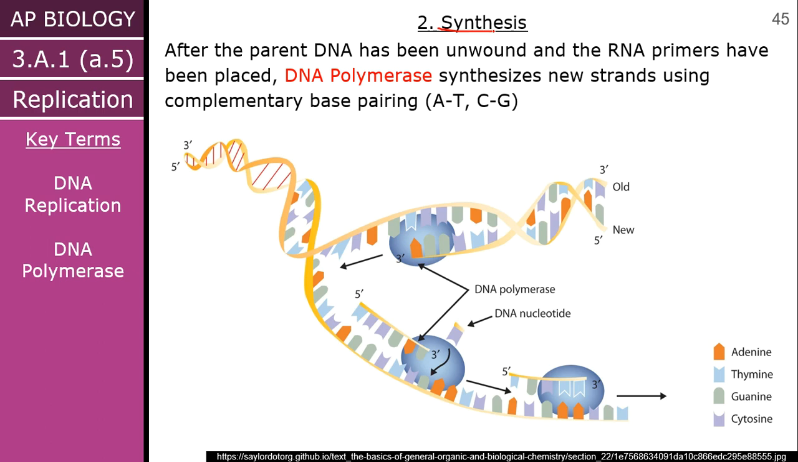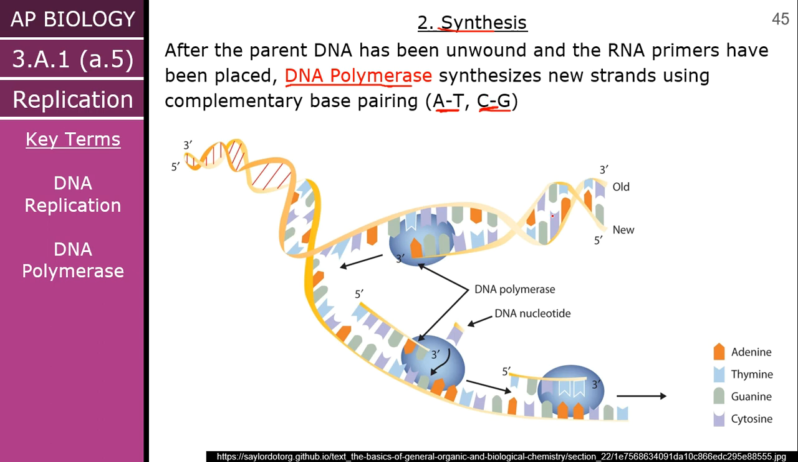Synthesis is when you make something, right? So DNA is going to be made. And you guessed it, the enzyme that is responsible for making DNA is DNA polymerase. It's going to make a whole new strand of DNA, and it's going to follow the same rules you've seen already, A to T and C to G. Adenine likes to hang out with thymine, and cytosine likes to hang out with guanine.